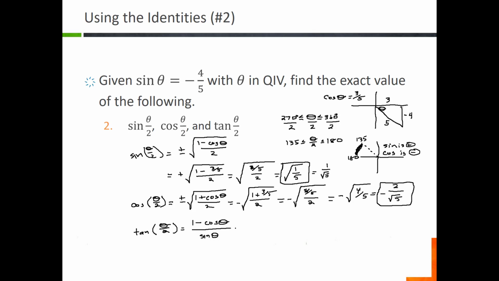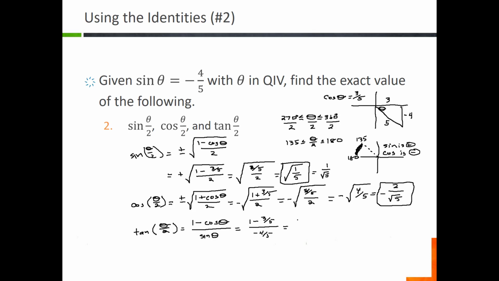Okay. Now, that means we have 1 minus cosine of theta, which we already said is 3/5. So 1 minus 3/5 in the numerator. And in the denominator, it's the sine of theta. We haven't actually figured out sine of theta yet. So going back to our triangle, sine is the opposite over the hypotenuse. So sine of theta is going to be a negative 4/5. And so we just need to go through and simplify it.